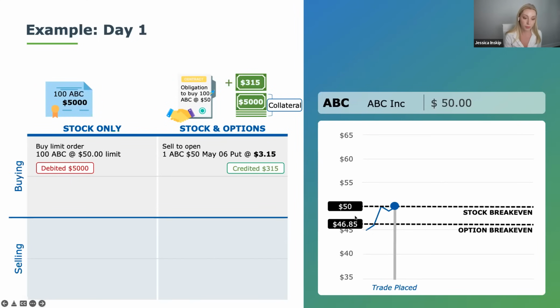So instead of their maximum loss being $50 per share, in this case it's $46.85, because they would be obligated to buy at 50. And remember, that obligation will come in if the stock goes down. So if the stock goes down, then they would purchase at 50 and $46.85 is their break even. Whereas the stockholder, if ABC were to go to $46.85, would be losing money. The stock and options trader actually collected premium in this scenario. So let's just see how this plays out, and we'll add some clarification.